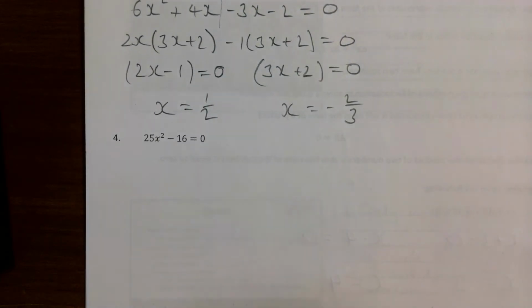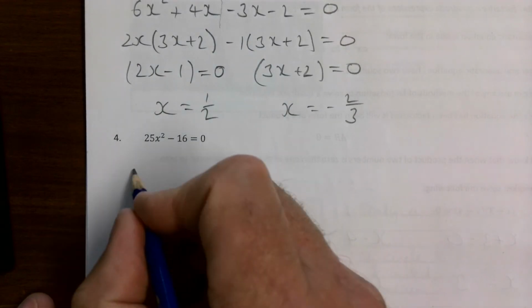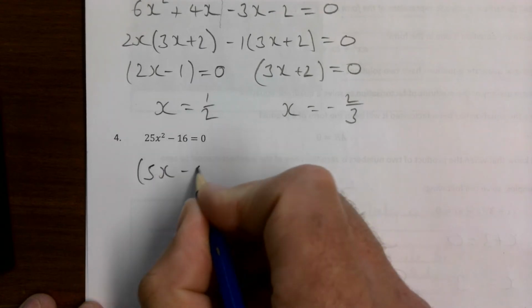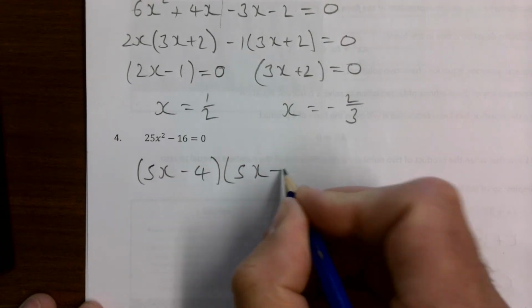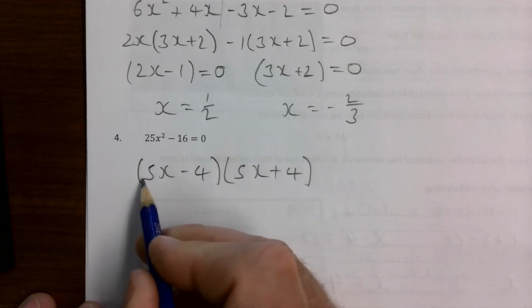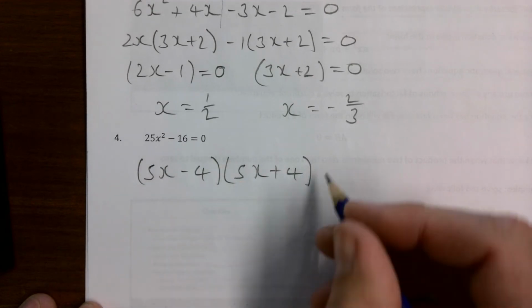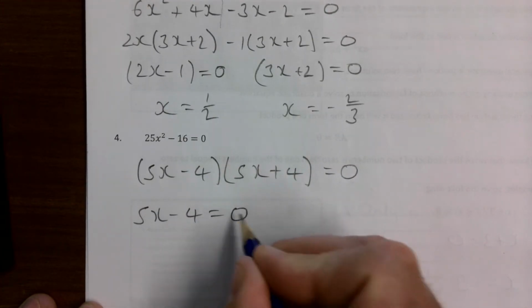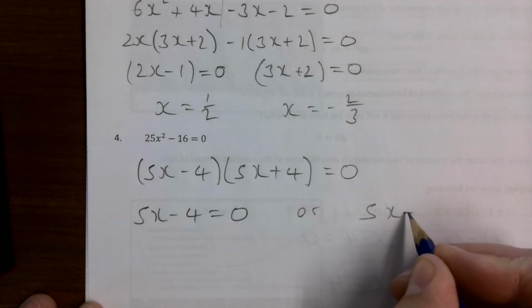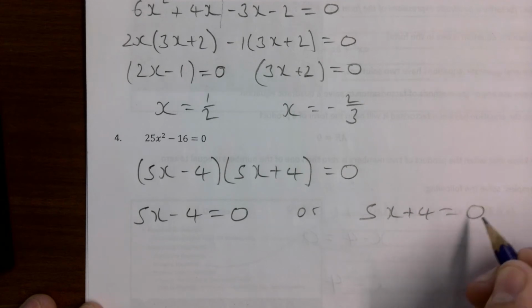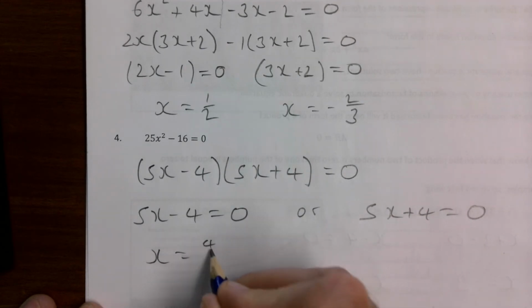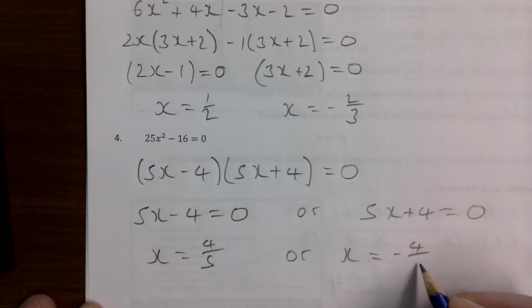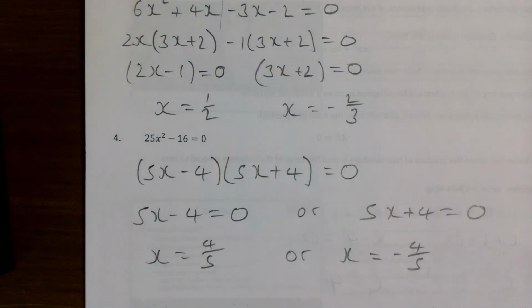Question 4, this is a special case one. I hope you've spotted it already. This is actually the difference of two squares. So we're looking for an a minus b, a plus b type affair. So we're going to have 5x minus 4 and 5x plus 4, because the square root of 25x squared is 5x, and the square root of 16 is 4, equals 0. That means 5x minus 4 equals 0, or 5x plus 4 equals 0. That means x is 4/5, or x is minus 4/5.